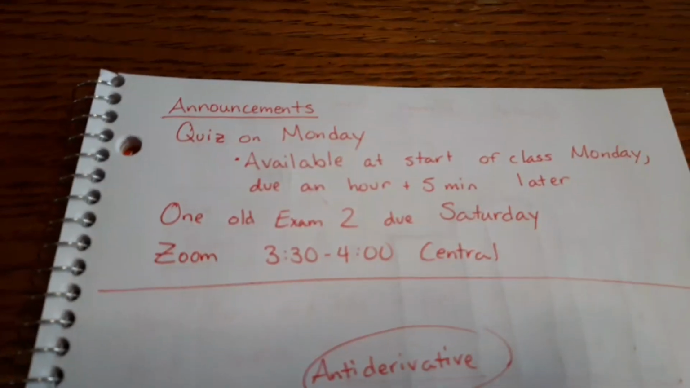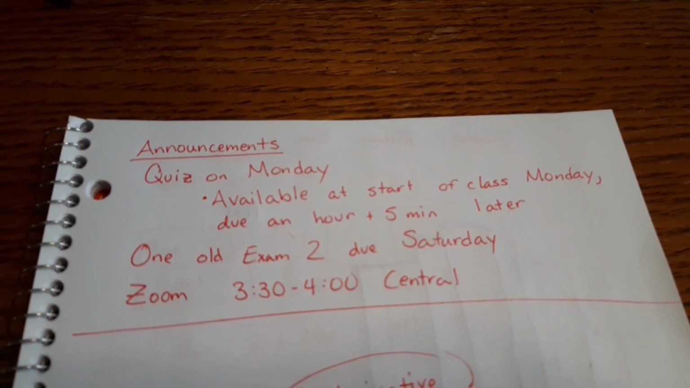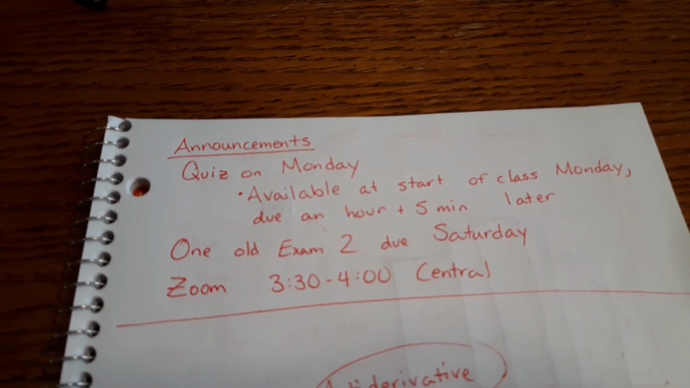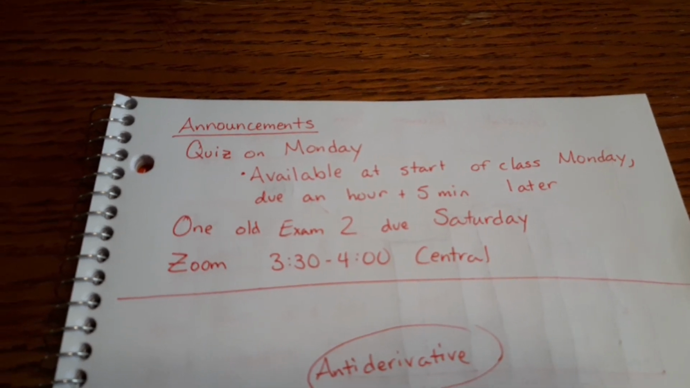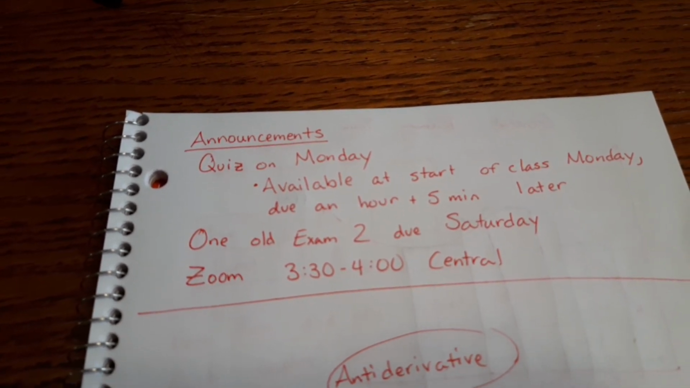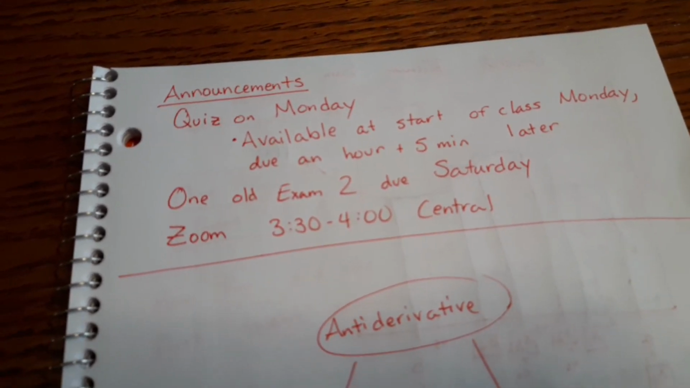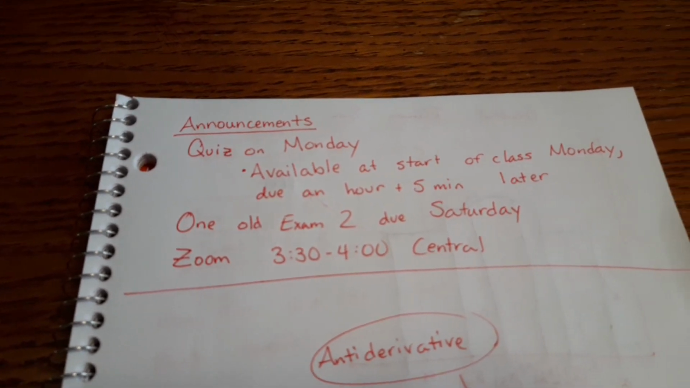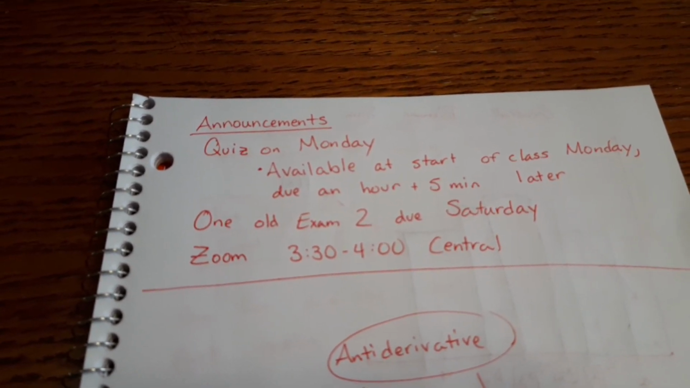So first off, announcements. Quiz on Monday. It'll be available at the beginning of your normal class time. So if you're a 1:30 class, it's at 1:30. If it's a 2:30 class, it's at 2:30. And then you'll have an extra 15 minutes to turn it back in. So if you start at 1:30, it'll be due at 2:35. If you start at 2:30, it'll be due at 3:35. You should be able to get them done in under 50 minutes.